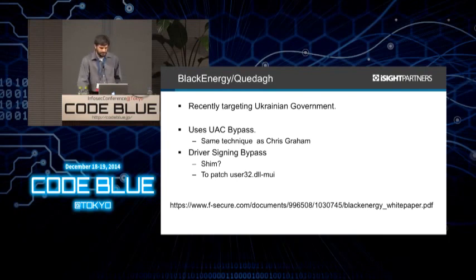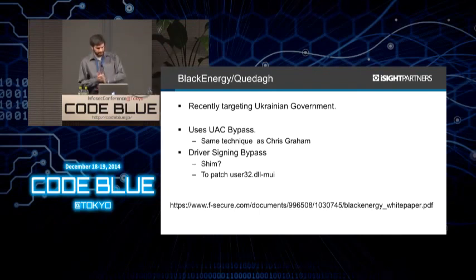Next, Black Energy. This is information taken from an F-Secure white paper on Black Energy, where they say that it's been recently targeting the Ukrainian government. And they used a UAC bypass technique. It's the same exact technique that Chris Graham documented. And I'm not sure exactly which one happened first, if Black Energy did it and then Chris saw it and then talked about it, or if Chris published this blog and the Black Energy authors figured it out and decided to use it.